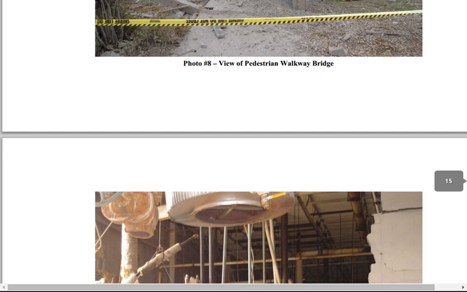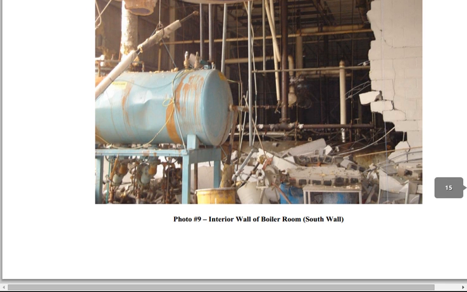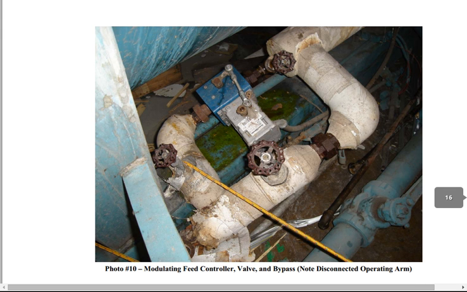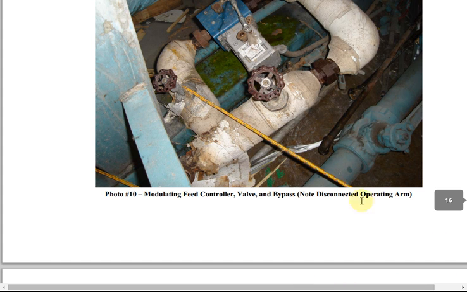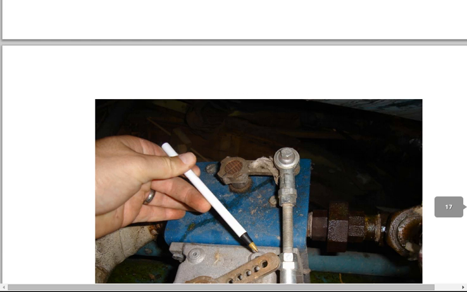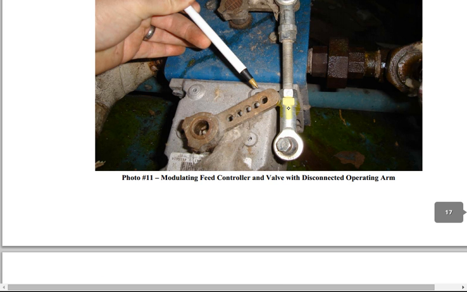Now, what's interesting about this report is they said, oh, look at this. Note the disconnected operating arm. Somebody disabled a feature of the boiler. And here's another picture where they're showing you, this is supposed to be connected to this. He's pointing. That's an engineer doing that.